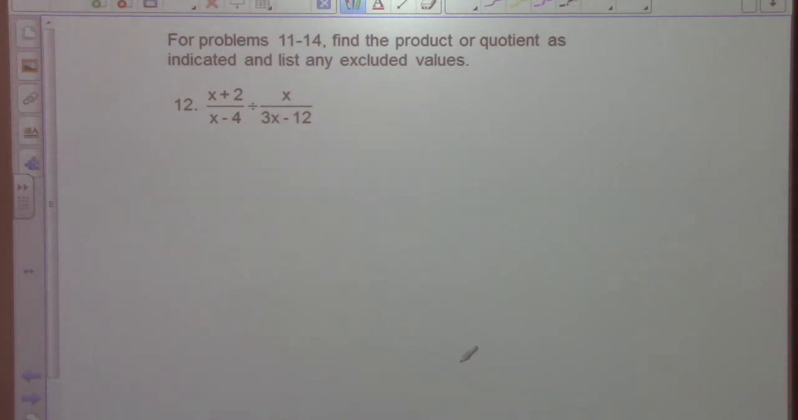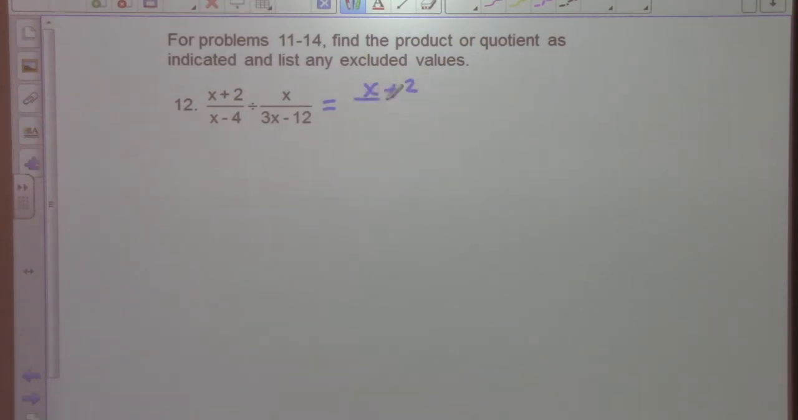So in problems 11 through 14, find the product or quotient as indicated and list any excluded values. What's going to be a problem-solving strategy on this one? What would be the first thing you look at trying to do? Try to make it a multiplication. So that's like a conceptual thing. How do we make that a multiplication? Flip the last one.